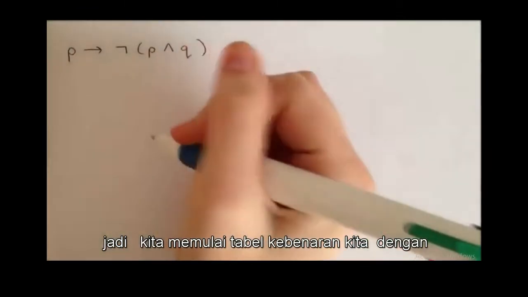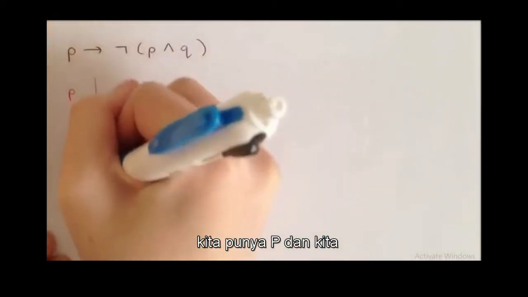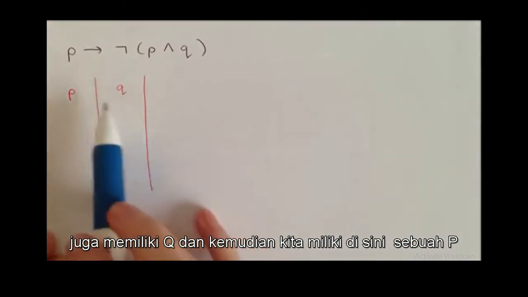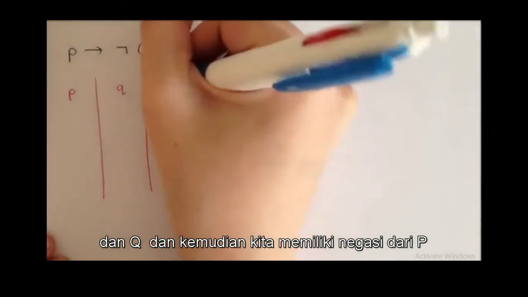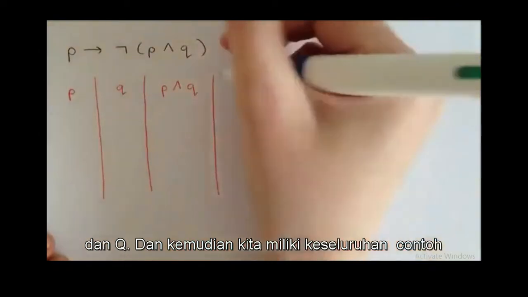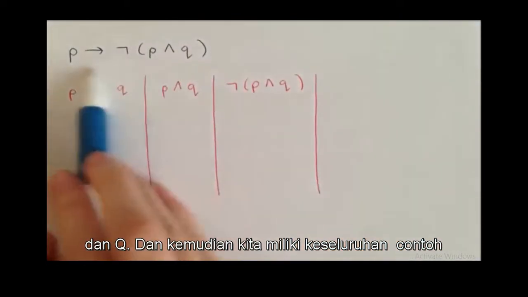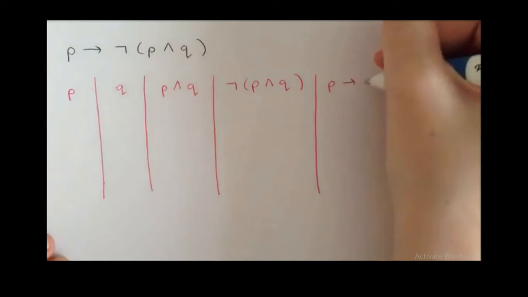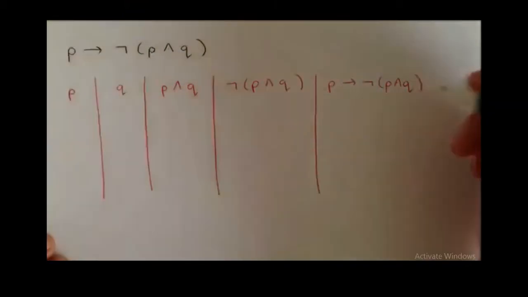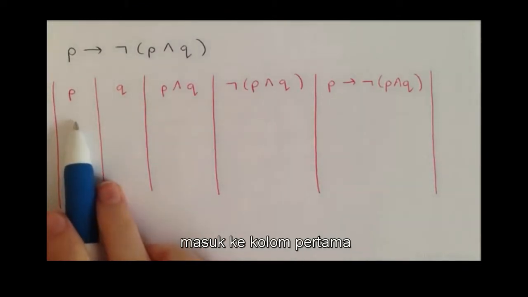So how we start our truth table is by drawing up our columns. So the first one that we've got a P, and we also have a Q. Then we have here a P and a Q. And then we have the negation of P and Q. And then we have the whole example. There and there.